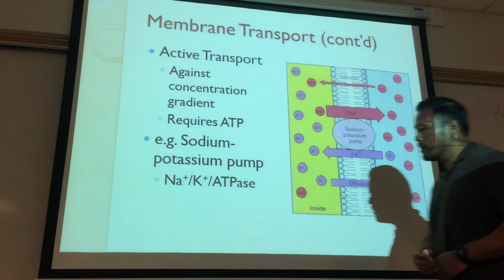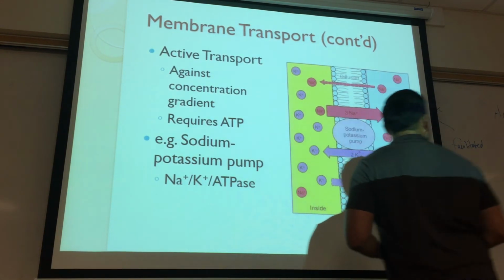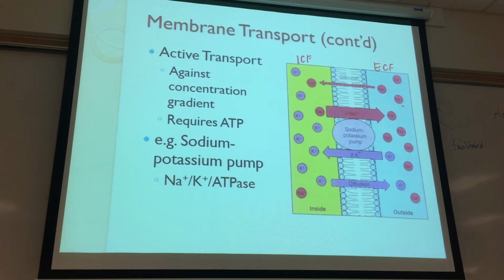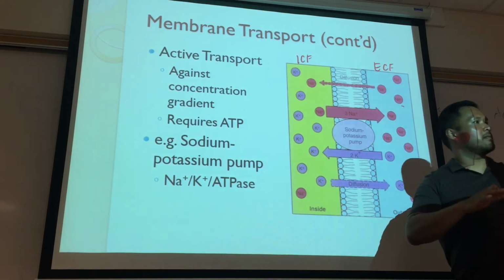So if the concentration gradient for sodium is towards the inside, and the concentration gradient for potassium is going to the outside, in this case, this would be the intracellular fluid, this would be the extracellular fluid. We are pumping sodium out of the cell against its concentration gradient, and we're moving potassium against its concentration gradient into the cell. And that requires energy. If you were to look at levees, they basically work the same way.